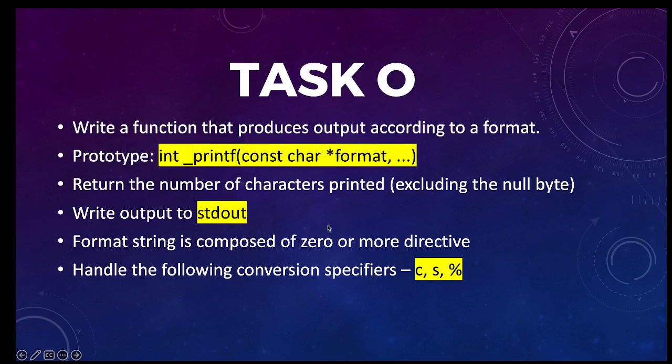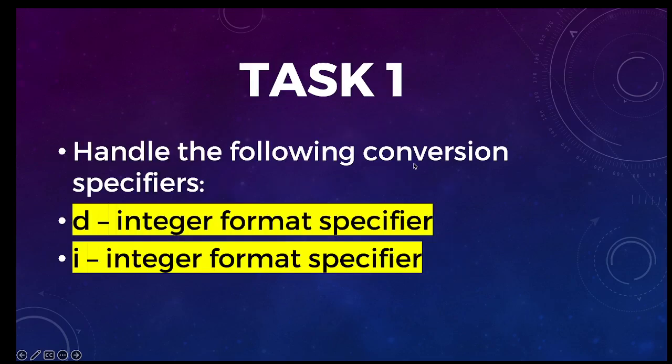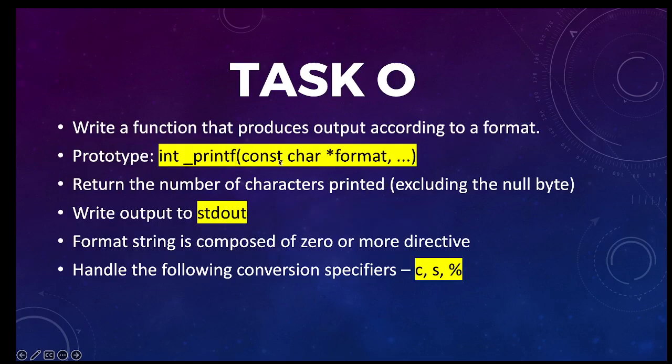So let's quickly run through the task and then we'll see what exactly you need to do. The first task said that you write a function that produces output according to a format. Then you are given the prototype of the function, and this is your prototype, which is _printf. Now you were also asked to return the number of characters printed, excluding the null byte. All right. Then you were also asked in task 0 to write the output to the standard output.